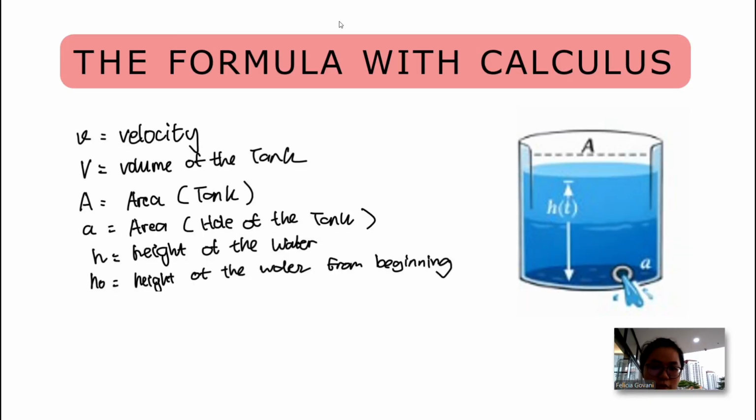Okay, I will explain the formula with calculus. So there are some variables that we need to pay attention to. The first one, small v, is velocity. Big V is the volume of the water in the tank. A is the area of the tank, the cross-section where the water will come up. h is the head of the water. h0 is the head of the water in the initial condition.